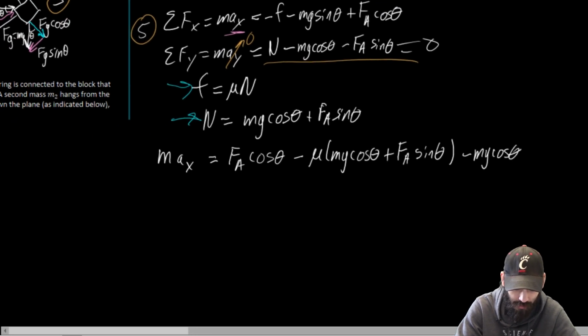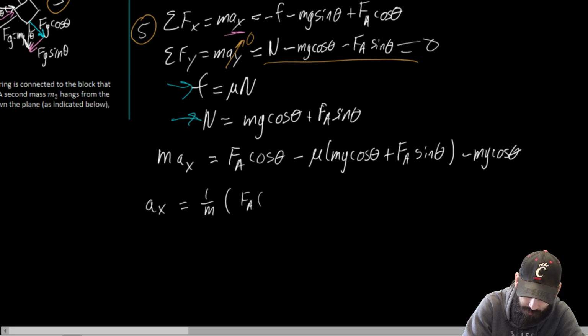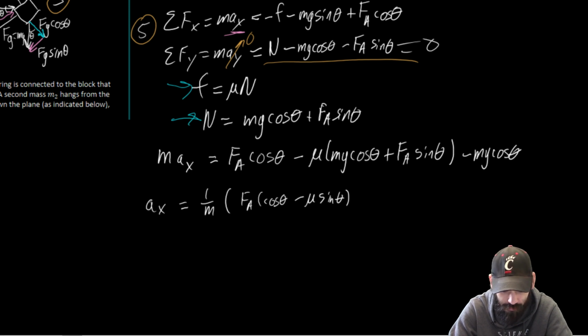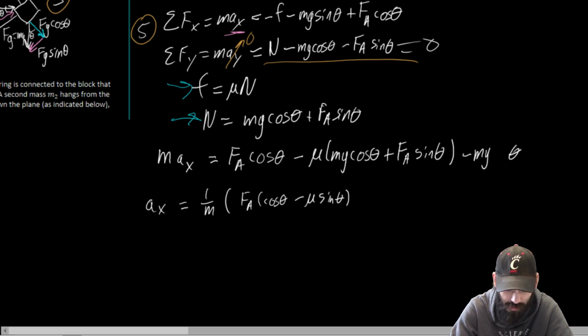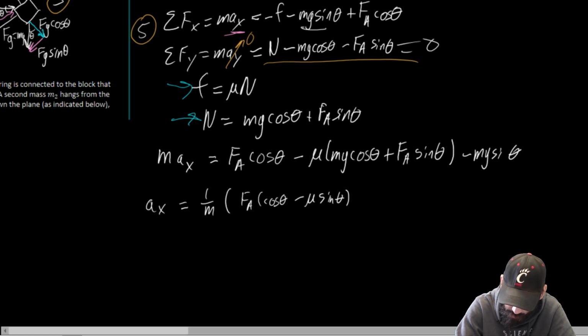Now we can collect some terms, and I'm going to move this mass over to the other side. And so in the end what we have is that a sub x is going to be equal to 1 over m times Fa times cosine of theta minus mu times sine of theta minus, there's something wrong here. This term right here is a sine. So this right here is a sine of theta. We see that that one actually came from this equation right here. So this is going to be an mg sine of theta, right?